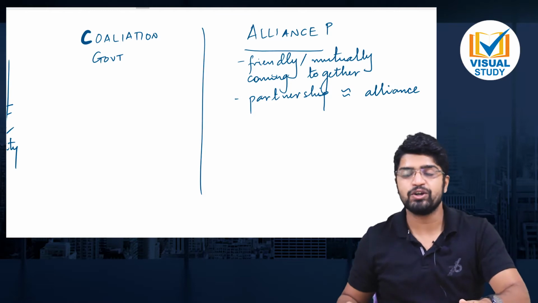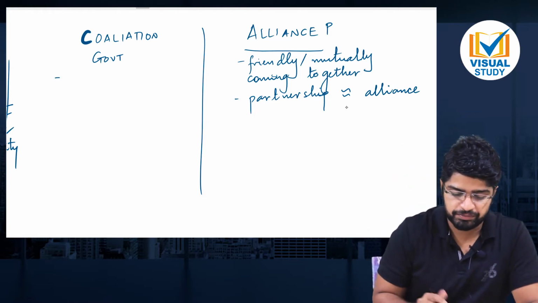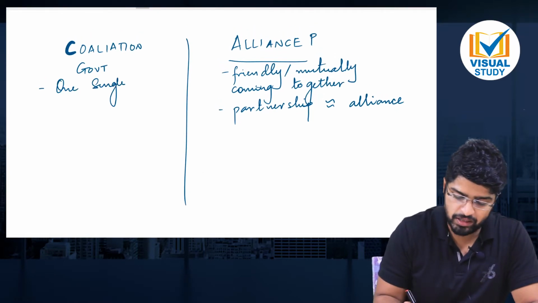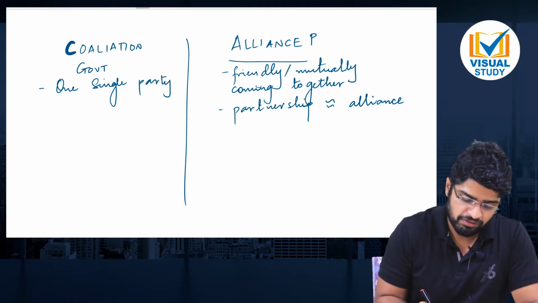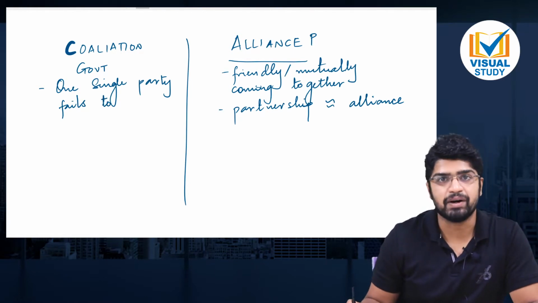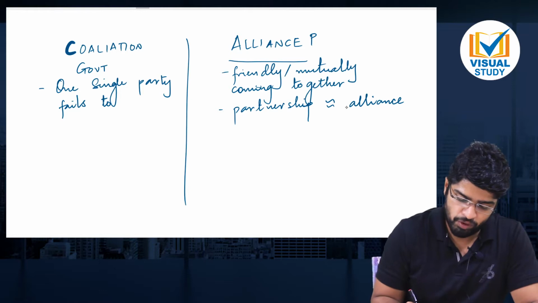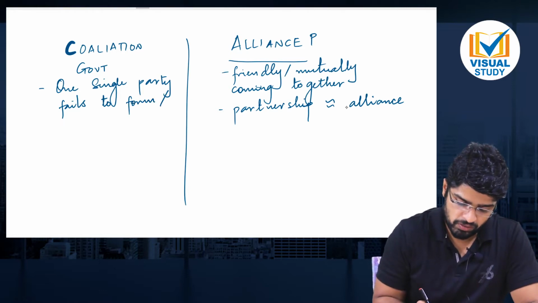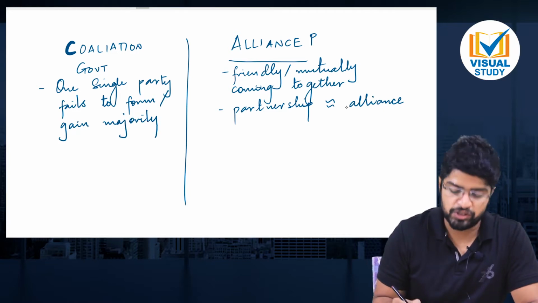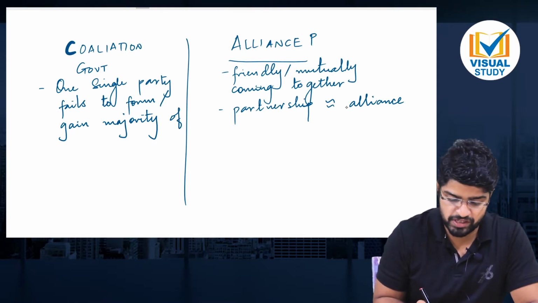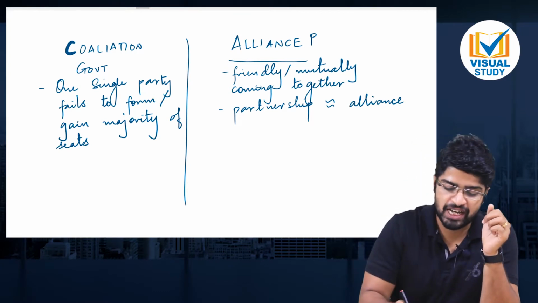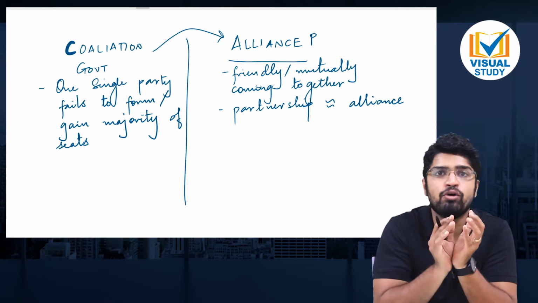Now, what is the meaning of coalition government? Whenever one single party fails to form or gain a majority of seats, then that single party will take help of the alliance partners and they will form a government.